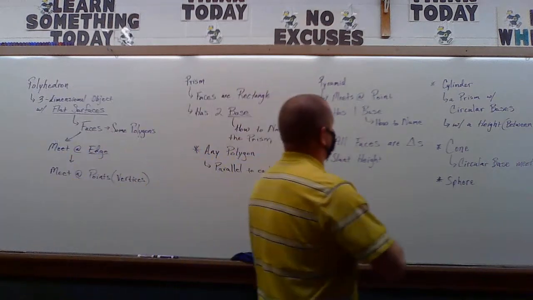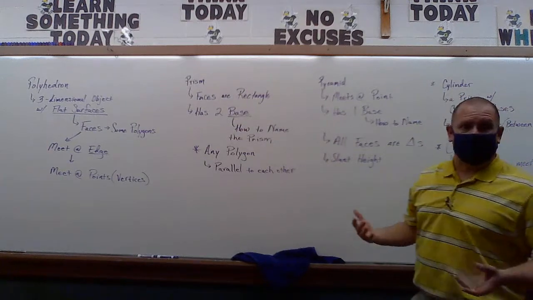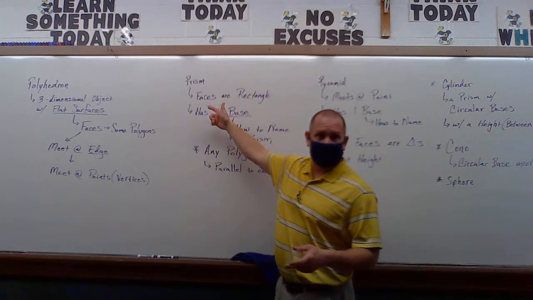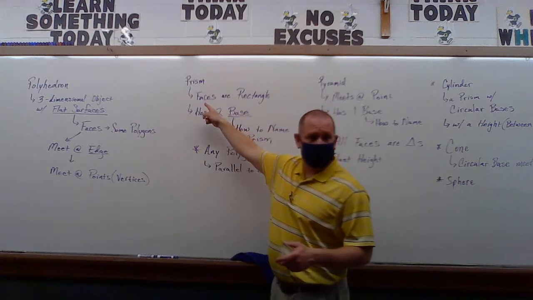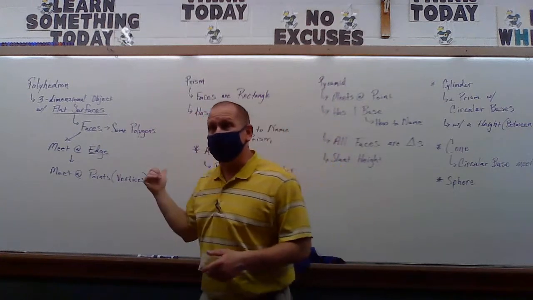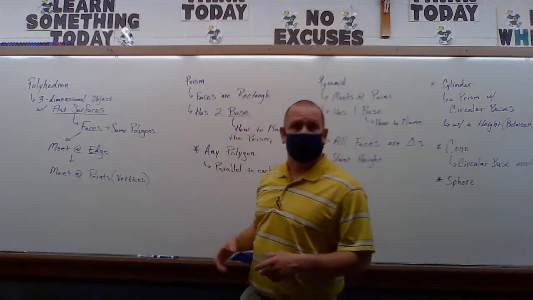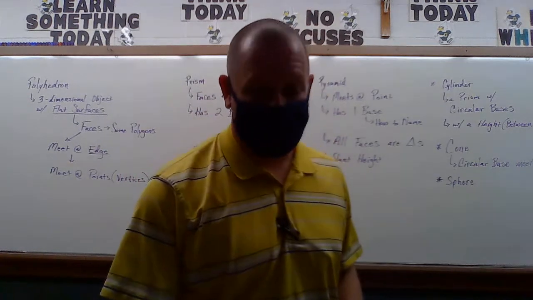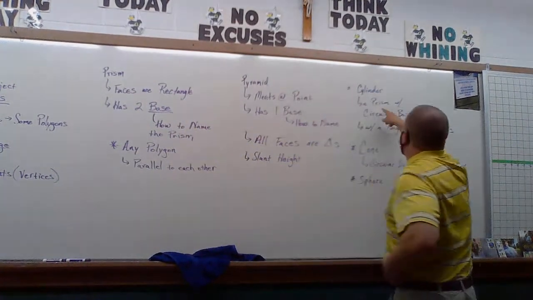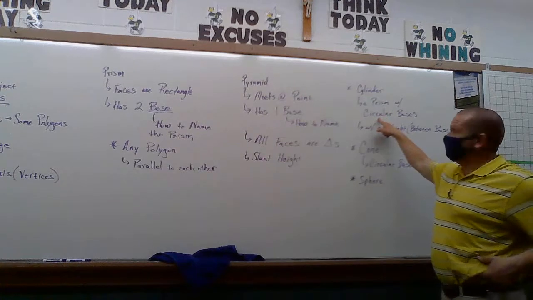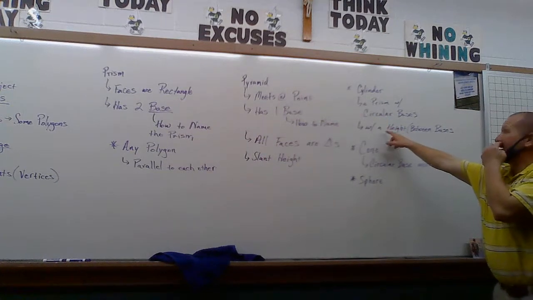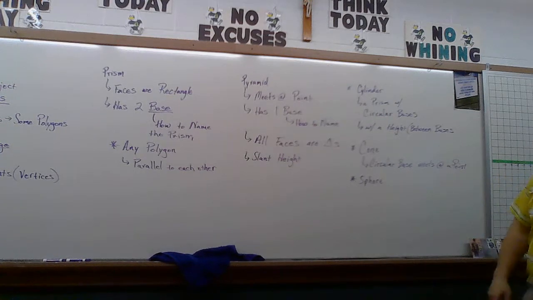Then we get into a cylinder, which is basically a what? Pop can. Right? But it's basically a prism, but instead of the bases being a flat surface, what is the base of a cylinder? A circle, right? So a prism with circular bases. And then obviously we're going to introduce the word height in a cylinder.